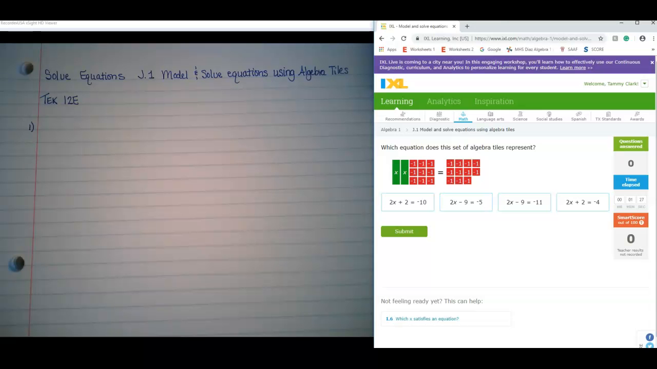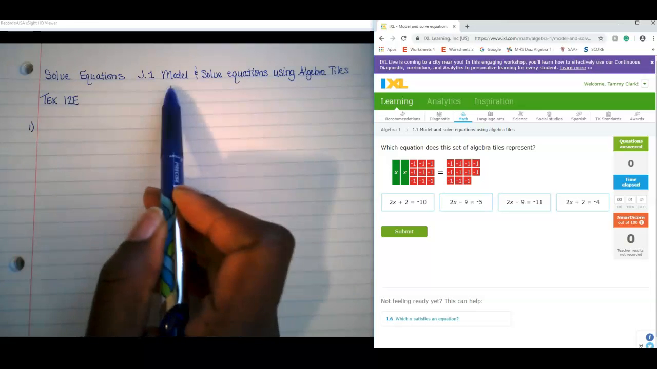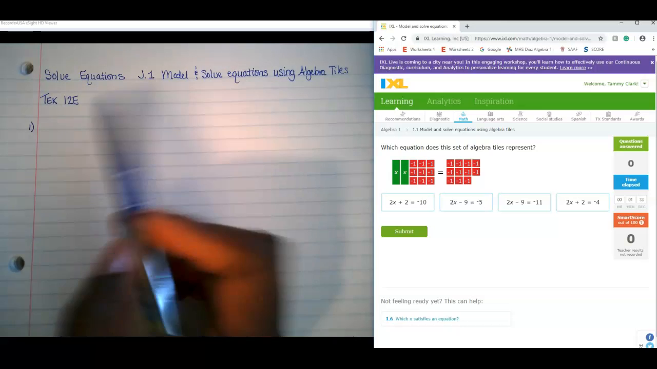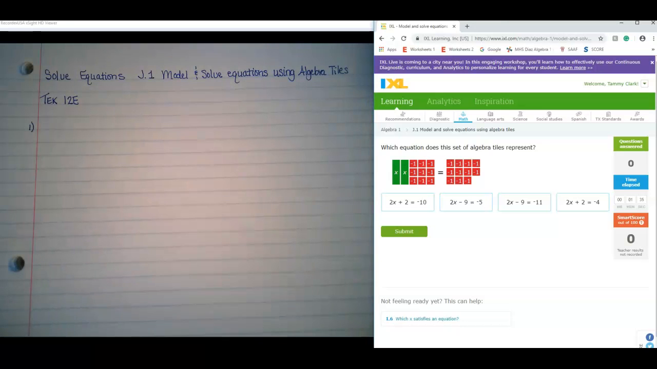And as you can see here, we are going to be looking at J1, model and solve equations using algebra tiles. This is part of TEK 12E. And so if you look here on the right, this is J1 that we're starting with. It says, which equation does this set of algebra tiles represent? A few things I want to point out to you. Notice that the positives are green and the negatives are red.